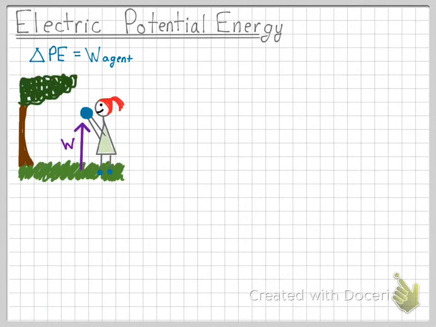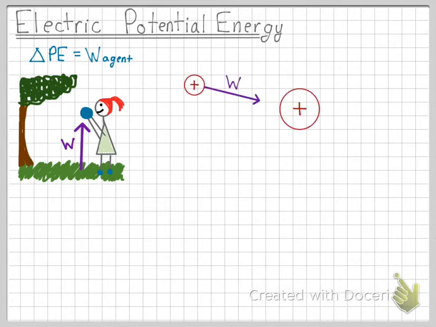This video covers the idea of electric potential energy. So we have discussed gravitational potential energy before, and we found that the change in potential energy was equal to the work an agent does positioning the object. So for example, if an agent like this girl here does work to lift a ball above the ground, the work that she puts into the ball will give the ball a gravitational potential energy.